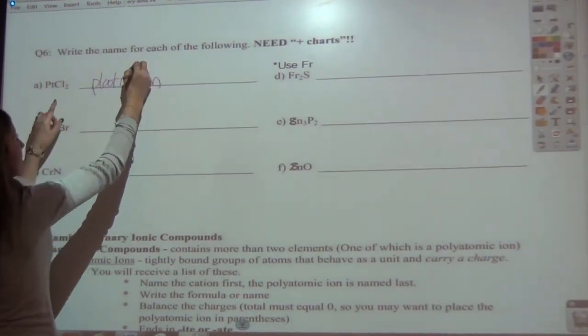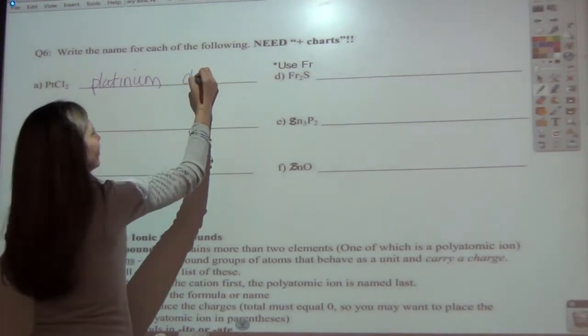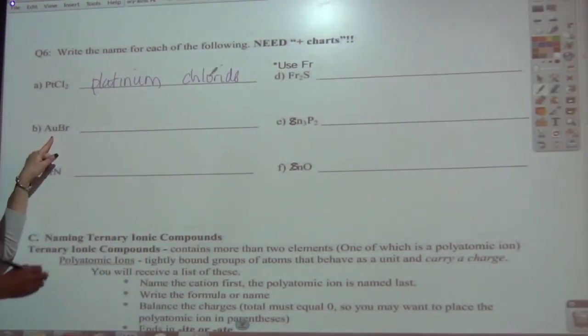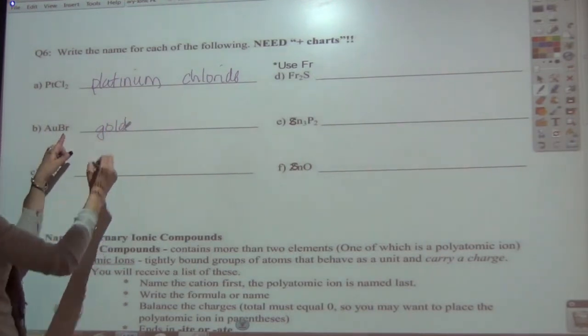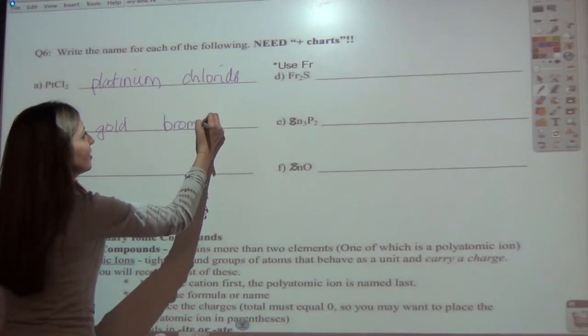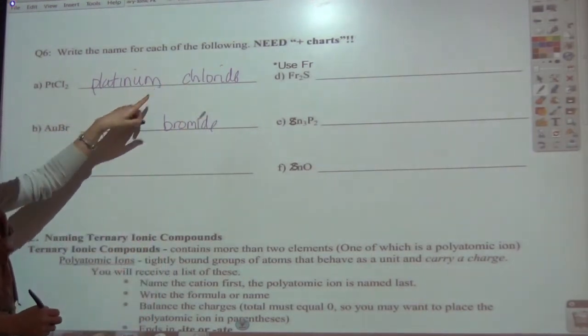And next person, what is Cl? Chloride. Next person, what is Au? Gold. Next person, what's Br? So you would end it as bromide. Good. Leave a little bit of a space in here.